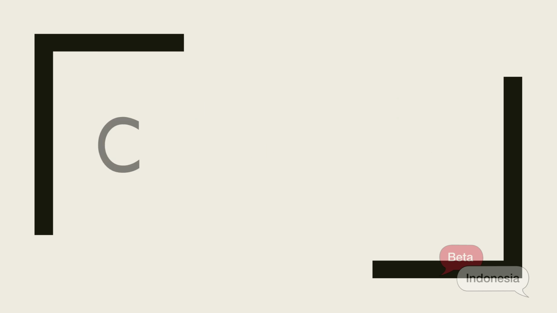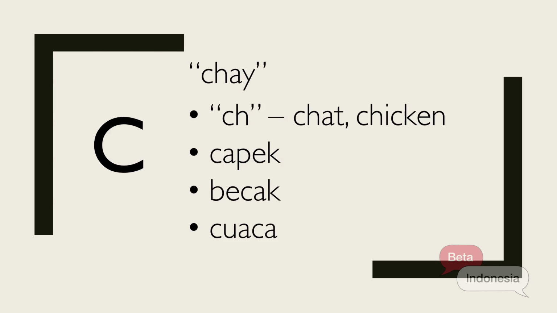The letter C is always pronounced ch. Words are not pronounced like copy or cat, but more like chat and chicken. An example of these words include capek, becak, and cuaca.